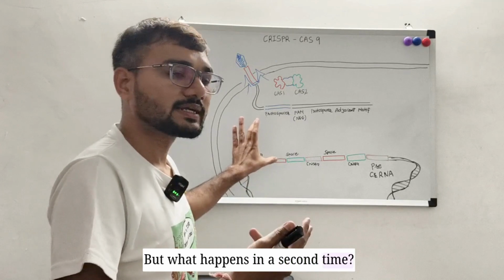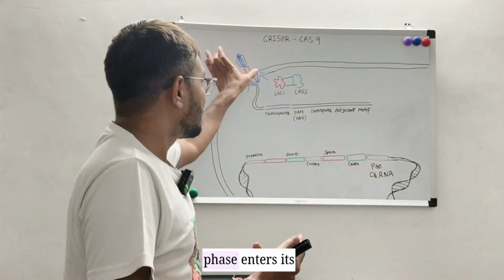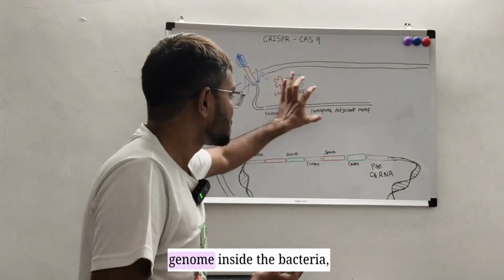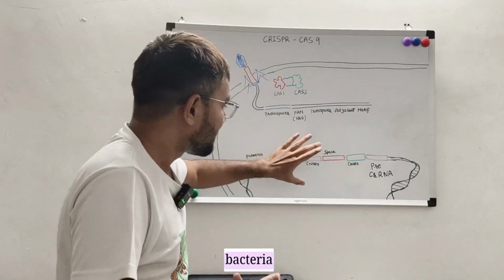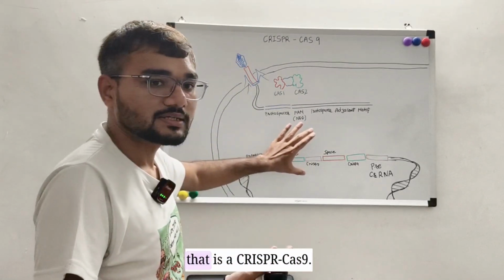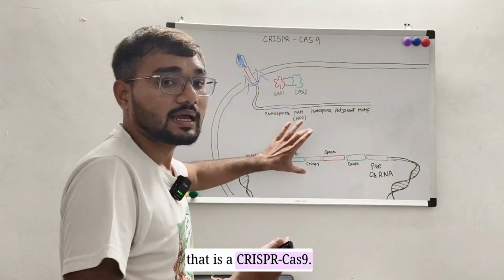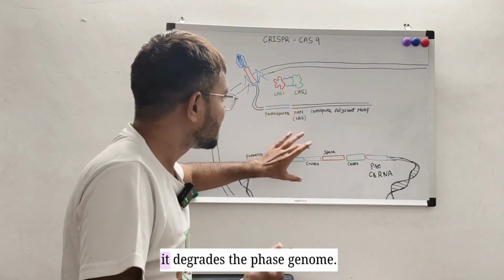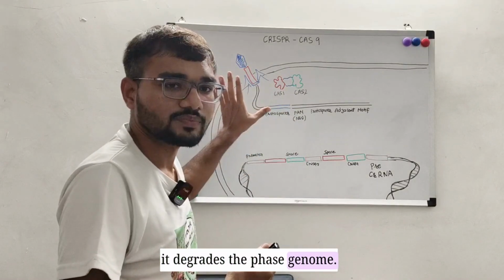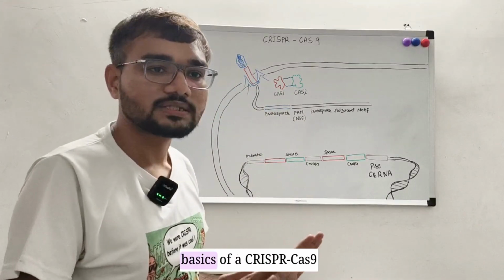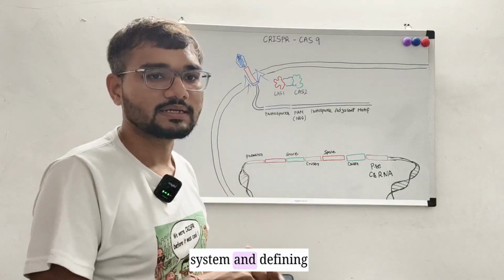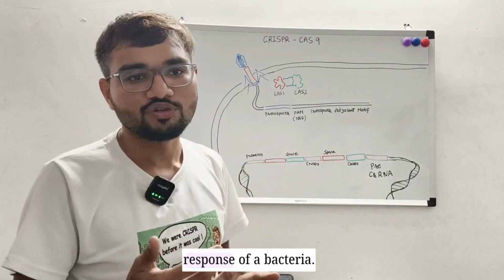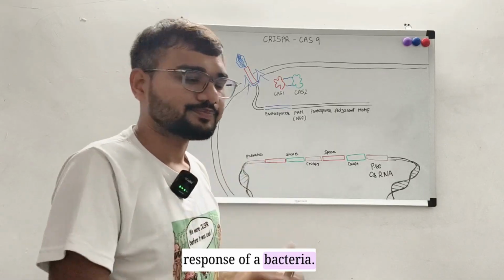But what happens the second time? The second time the phage enters its genome inside the bacteria, the bacteria has a special mechanism, CRISPR-Cas9, and by using this CRISPR-Cas9, it degrades the phage genome. This is the basics of the CRISPR-Cas9 system, defined as the adaptive immune response of a bacteria.